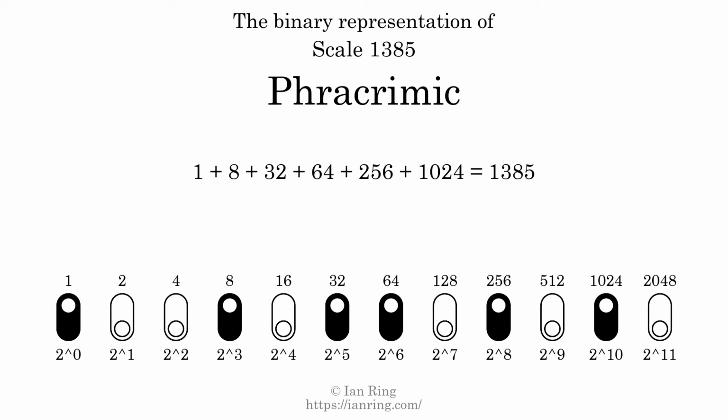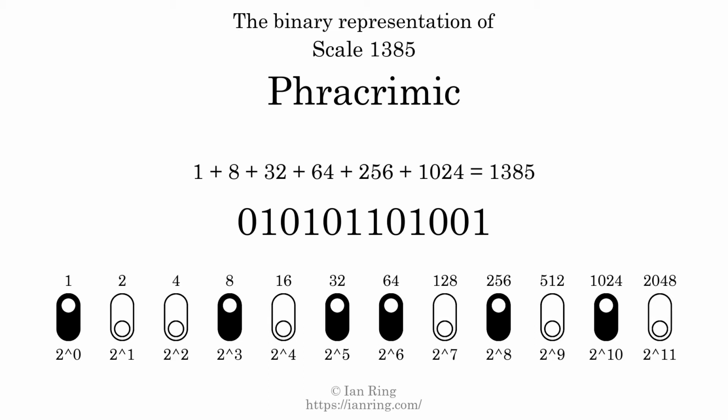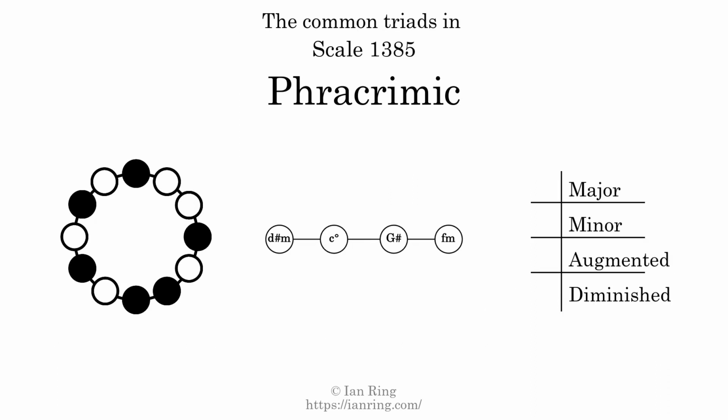The scale number not only enumerates the scale with a unique index, but it also literally describes the tonal content of the scale. Represented as a binary number in base 2, the scale number is 010101101001. Here are the common triads present in this scale.